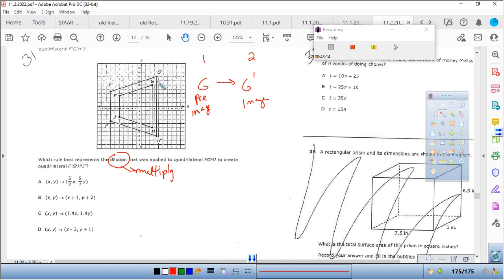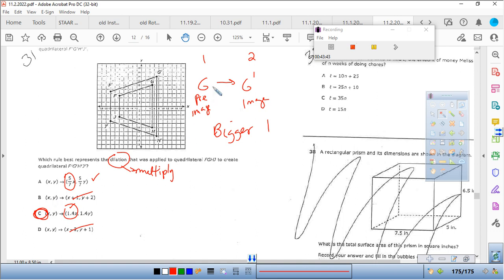Did it get bigger or did it get smaller? It got bigger. So we want to go with the idea of bigger. When it comes to getting bigger, remember to multiply. That's multiplication, that's not multiplication, and that's not multiplication. You want to multiply by a number bigger than 1. Which of these numbers is bigger than 1? This is 5/7 times x, and this is 1.4 times x. Which of these is bigger? 1.4 is bigger. C is my answer.